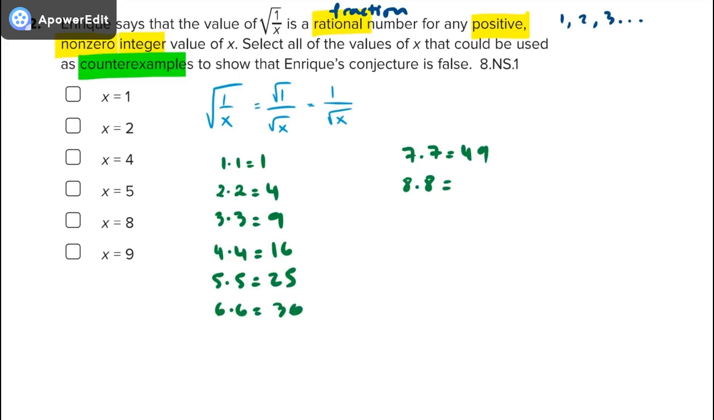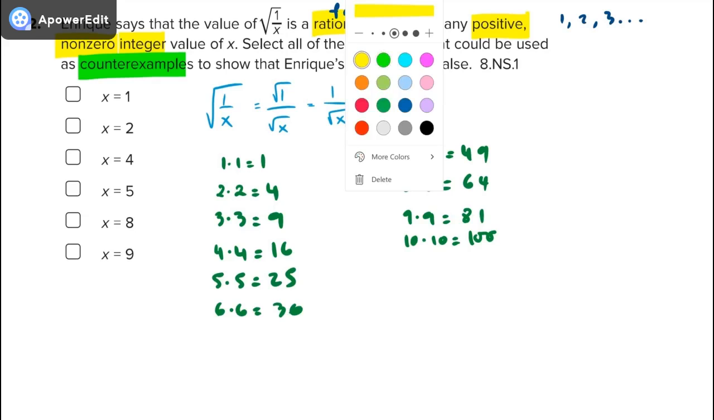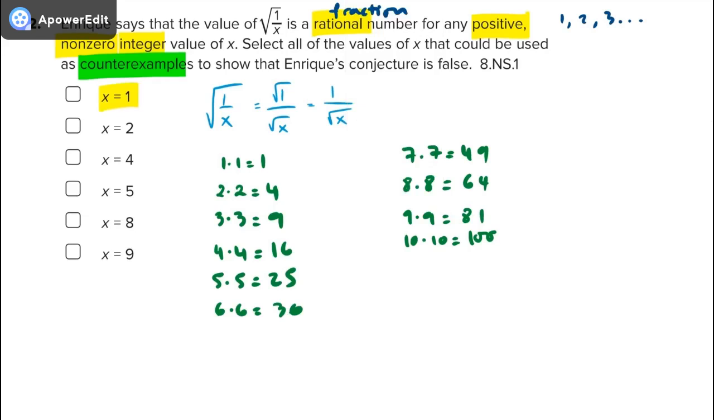8 times 8 is 64. And 9 times 9 is 81. 10 times 10 is 100. So on and so forth. So that is the big idea, the perfect square number for x, so that when you take the square root, it will give you a rational number. Okay, so as the example down below, you see that they have x is 1, and our perfect square number is 1. So this is good.